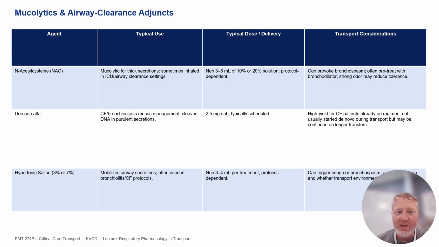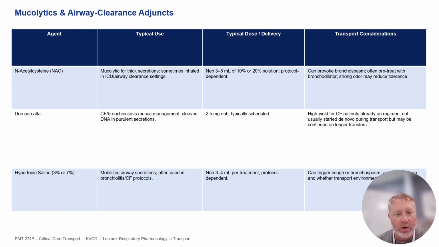Second one is Dornase alpha. That's Pulmozyme. That's an enzyme therapy that cleaves the DNA in really purulent secretions for cystic fibrosis. So it's really only indicated for cystic fibrosis. If you're transporting a CF patient who's got a scheduled dose for Pulmozyme, try to continue it. It won't be the end of the world if you don't.